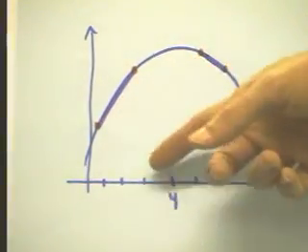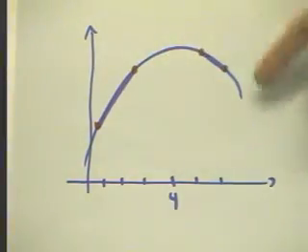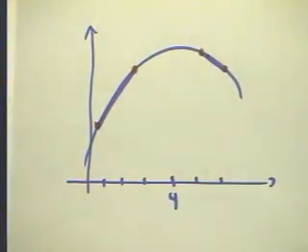So the x equals 1 point, the x equals 3 point, which really should be over this way a little further, the x equals 5, and the x equals 6 point.